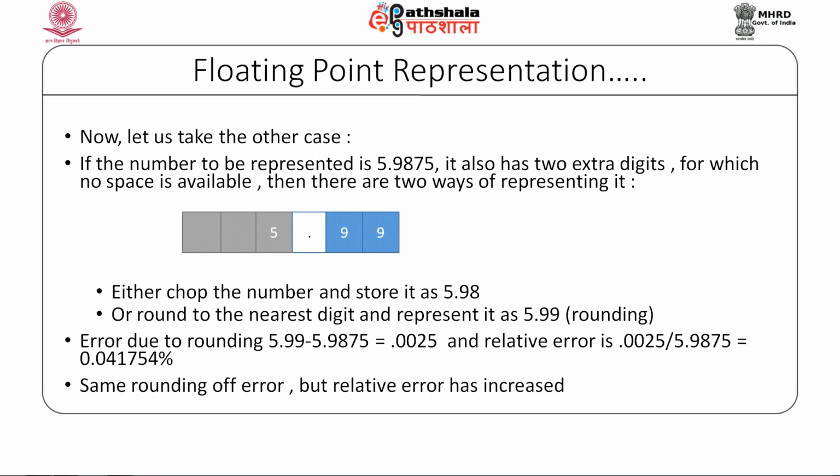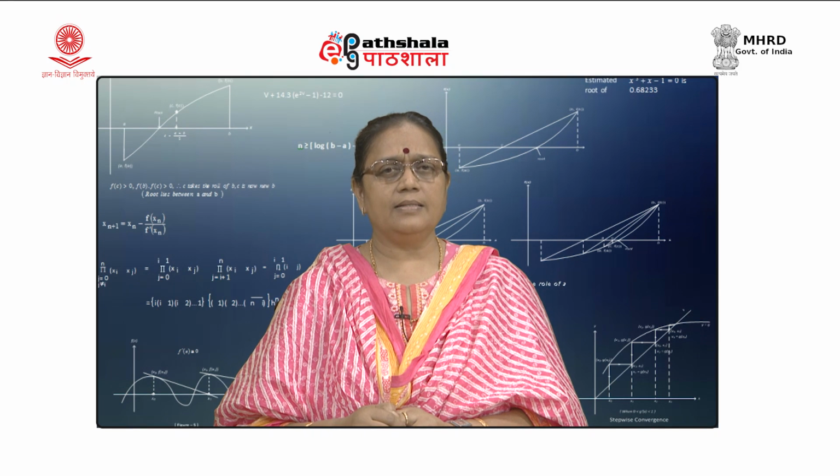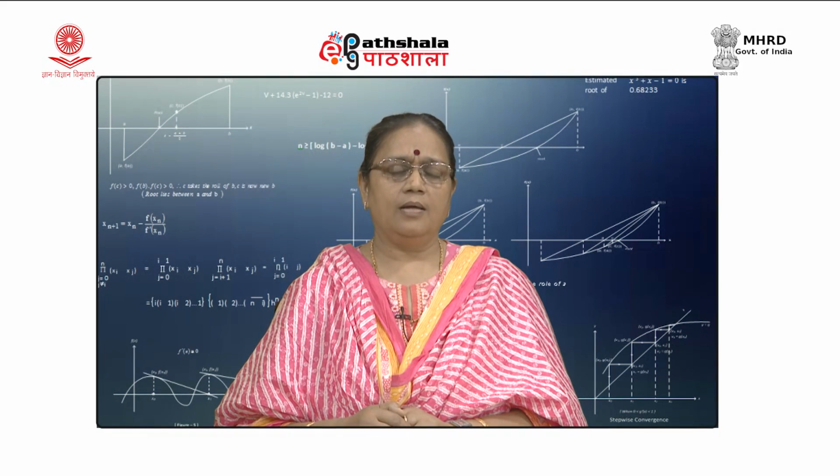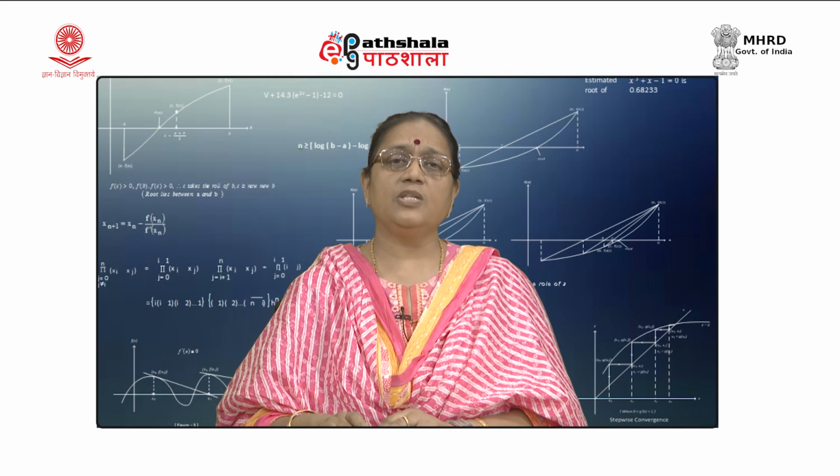Similarly, let us take another number, 5.995. If we represent this with rounding, the number is 5.9875, and the absolute error will be 0.0025 and the relative error is 0.041754%. The point to be noted here is that the number was small, the absolute error was small, but the relative error has increased to a great extent.